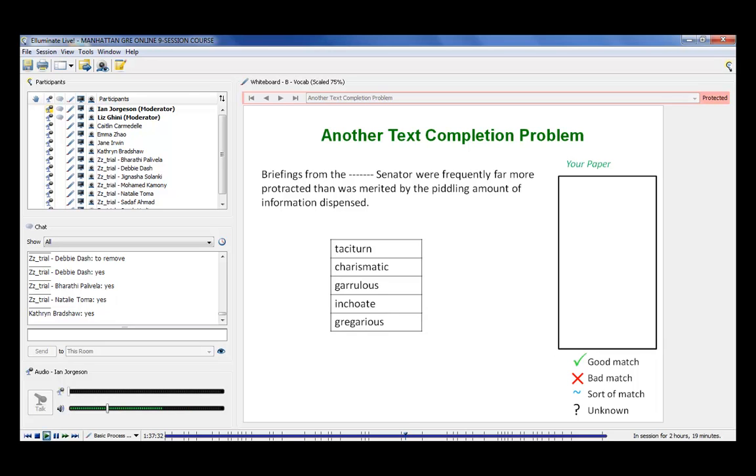So, briefings from the blank senator. Let's do a little bit of sentence analysis. The blank is describing what? What does the blank describe in this sentence? Okay, the blank describes the senator, right?